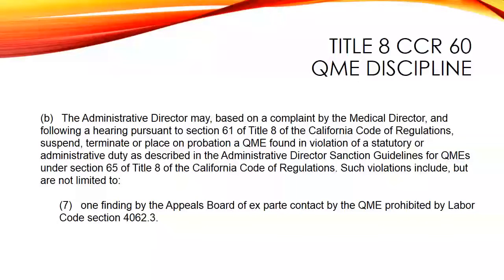Such violations include, but are not limited to, and here they list several different violations, and we'll just skip down to violation number 7, which says one finding by the Appeals Board of ex parte contact by the QME prohibited by Labor Code Section 4062.3. Remember, that's contact outgoing, initiated by you as the evaluator, and contact incoming, initiated by one or more of the parties. So it simply takes one finding. One finding is sufficient for you to have your QME credentials suspended, terminated, or placed on probation.